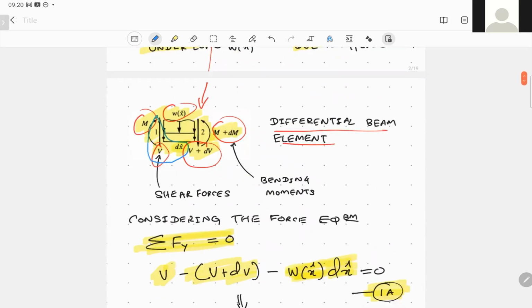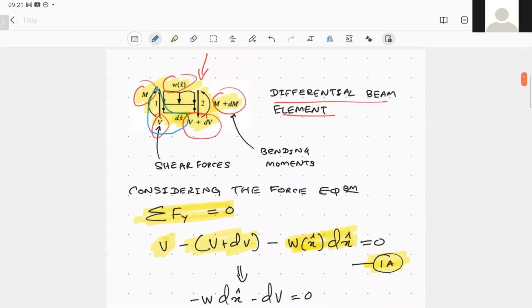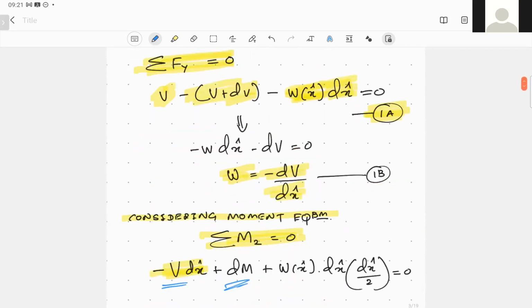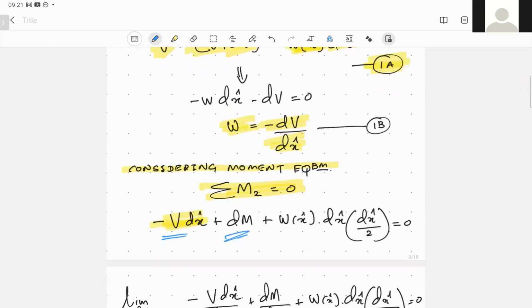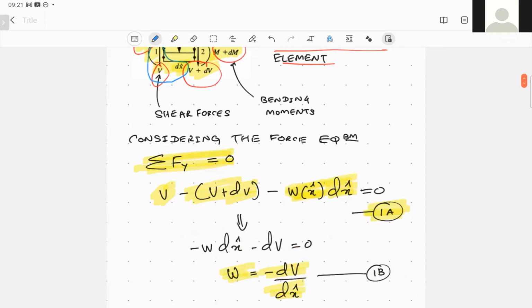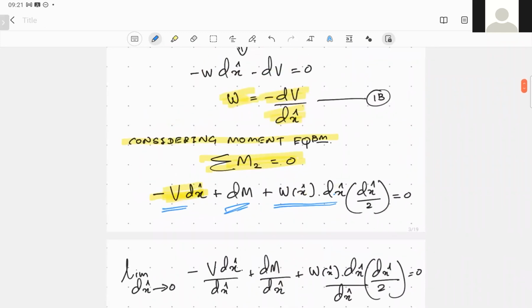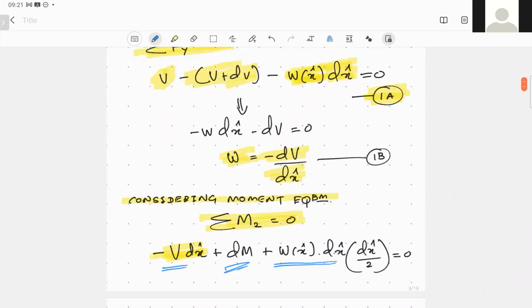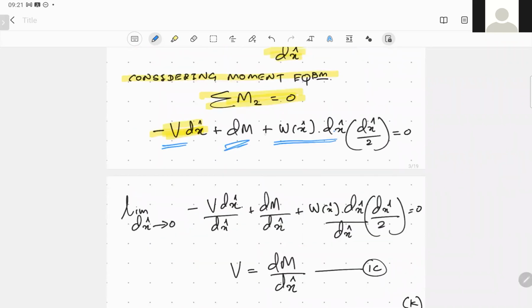And of course, the corresponding m contributions get cancelled off, so I have not mentioned them here. And the moment due to the distributed load applied: Wx times dx gives the distributed load, and the corresponding distance is dx hat divided by 2. We take the half length of this element, and since it is in the positive direction, let's say counterclockwise, when you consider node 2, it is considered to be positive.